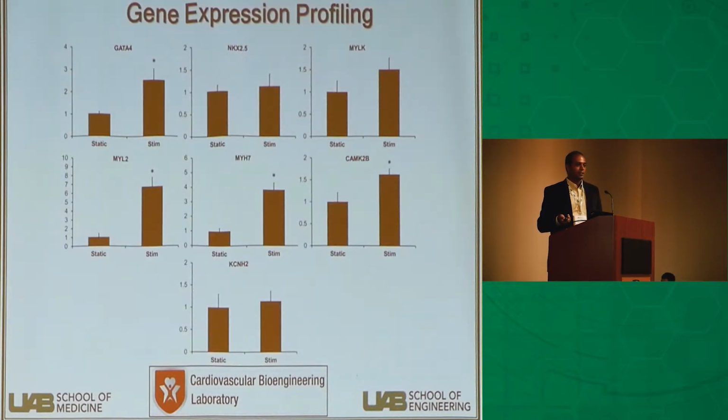We also did some preliminary gene expression profiling, particularly looking at genes responsible for hypertrophy and structural maturation. GATA4, myosin light chain, myosin heavy chain, and CAM kinase 2B are all statistically significantly upregulated in the stimulated samples as opposed to the static controls. We also looked at this potassium channel for the inward rectifier potassium current. These cells are still spontaneously beating. We didn't expect to see a significant change, but if we do go further along this pathway, late stage maturation, we should see a statistically significant difference there.